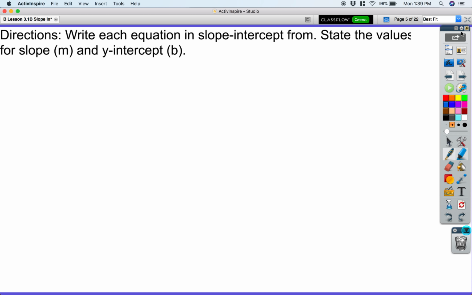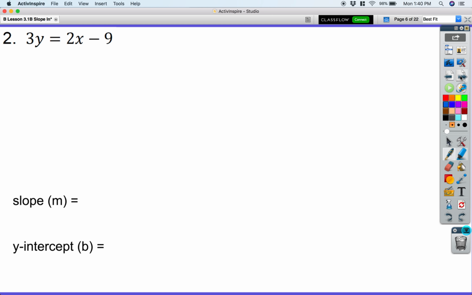All right, so write each question in slope-intercept form. State the values of your m and your y-intercept. So now it's going a little bit more trickier. Now, I'm going to give you these questions in a bunch of different forms, and I need you to write these in slope-intercept form. As a reminder, slope-intercept form is y equals mx plus b.